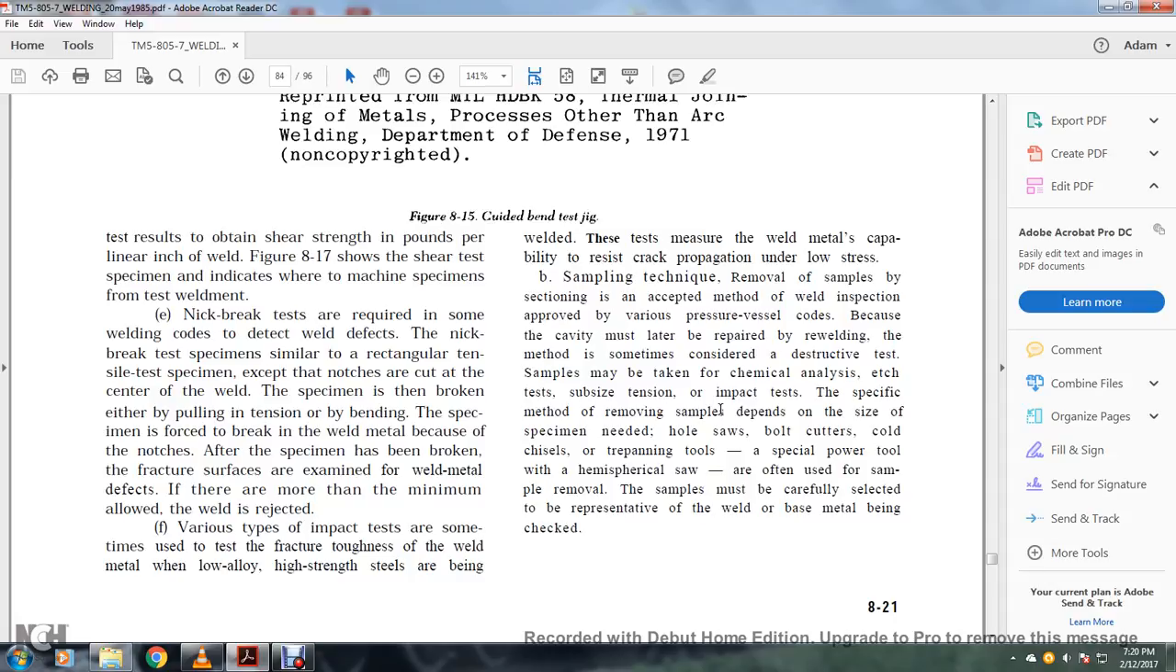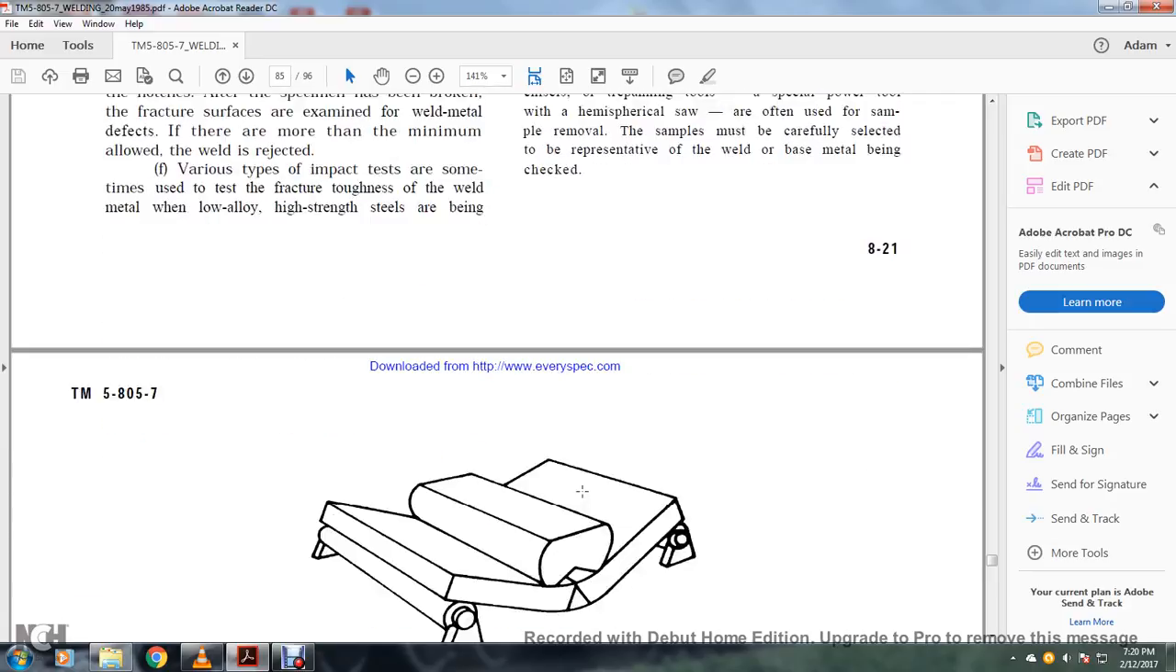The specific method of removing the sample depends on the size of the specimen needed. Hole saws, bolt cutters, cold chisels or trepanning tools, and special power tools with a hemicylindrical saw are often used. The sample must be carefully selected to represent the weld or the base metal being checked.